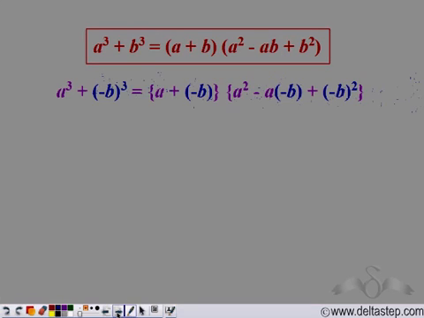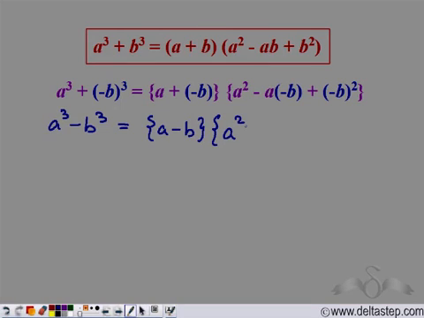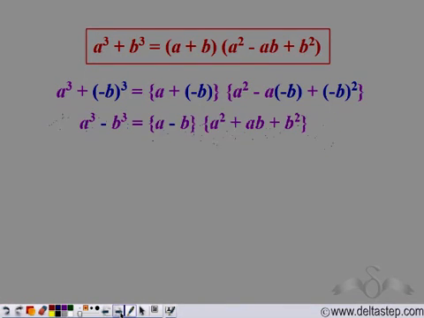So this is what we have. And now we can simplify it. So we get a cube. Negative b whole cube is minus b cube, is equal to a minus b into a square minus a into minus b is plus ab. Negative b square is b square. So this is what we have. a cube minus b cube is a minus b into a square plus ab plus b square.